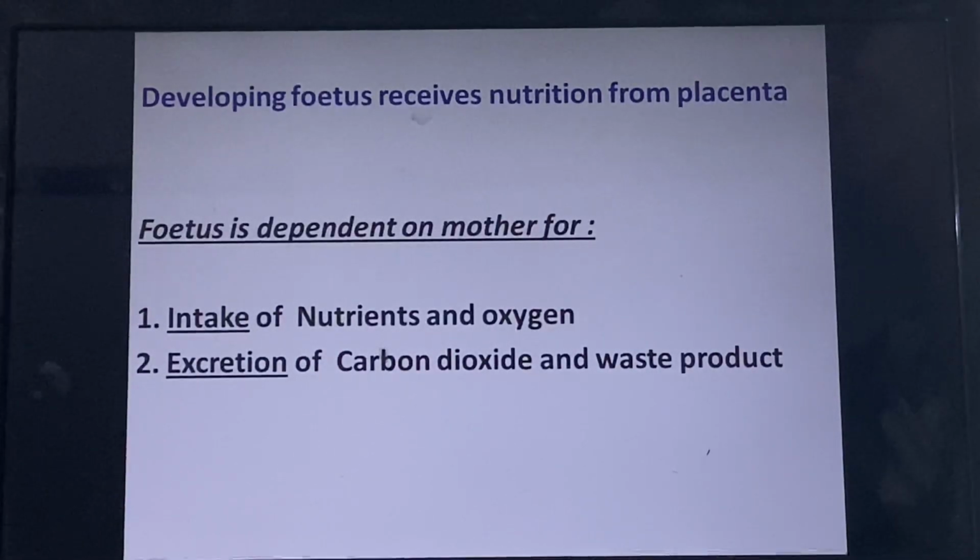So the developing fetus receives nutrition from the placenta, you know it. The fetus is dependent on the mother for what? That is intake of nutrients and oxygen and excretion of carbon dioxide and waste products.